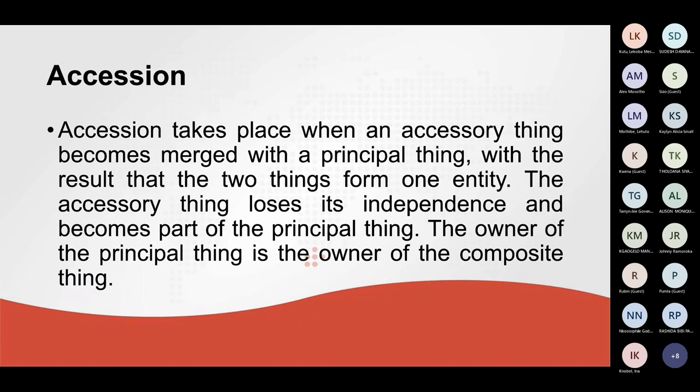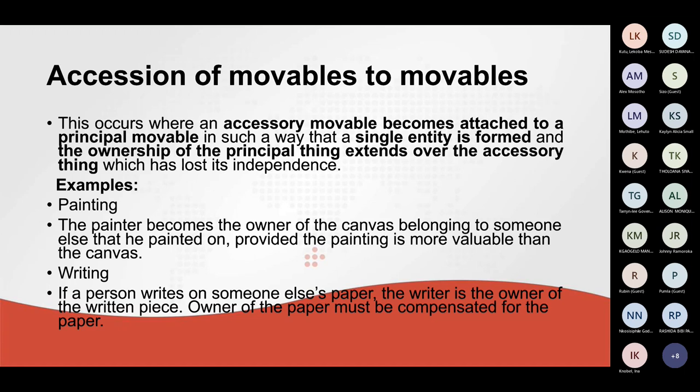Another example of a method of original acquisition of ownership is accession. Accession takes place when an accessory thing becomes merged with a principal thing, with the result that the two things form one entity. The accessory thing will lose its independence and will become part of the principal thing. The owner of the principal thing is the owner of the composite thing. An example would be a painting. Say, for example, you use a canvas belonging to someone else and you paint on the canvas.